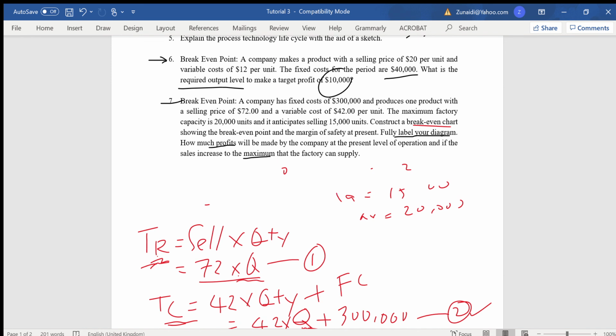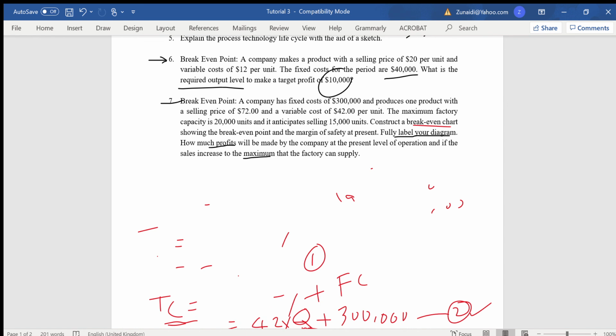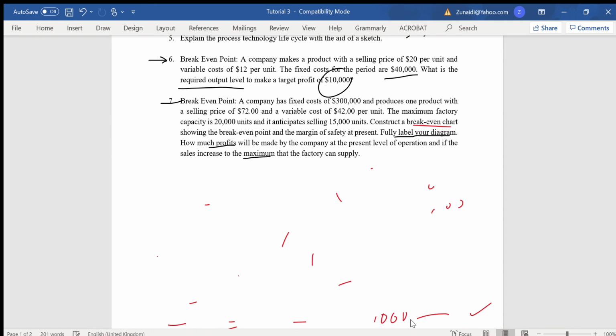So I erase this one first. Alright, okay. So we are almost there. So I will draw again. I use this color.